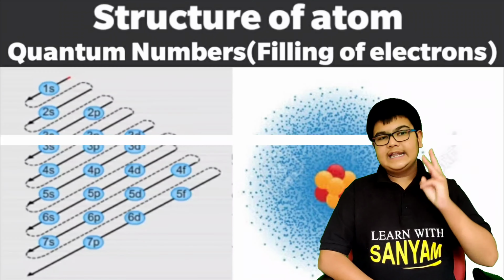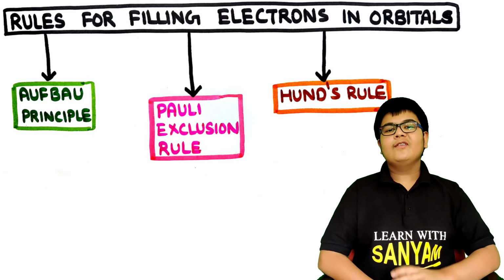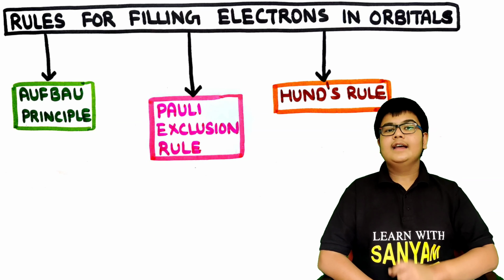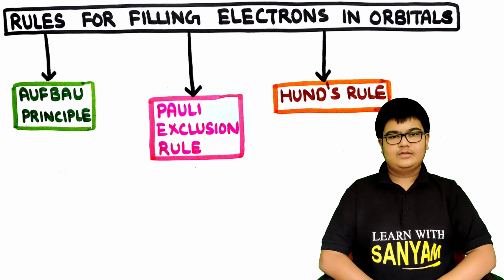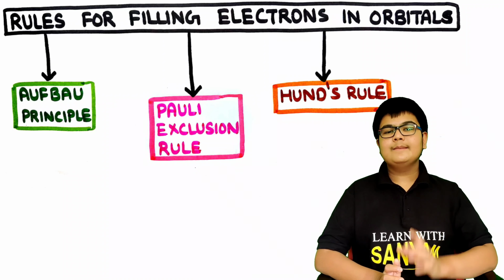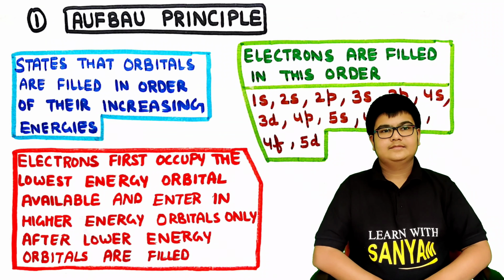So there are three important principles which are used for filling the electrons. These are Aufbau principle, Pauli's exclusion rule and Hund's rule. So let's discuss each of them one by one in detail.